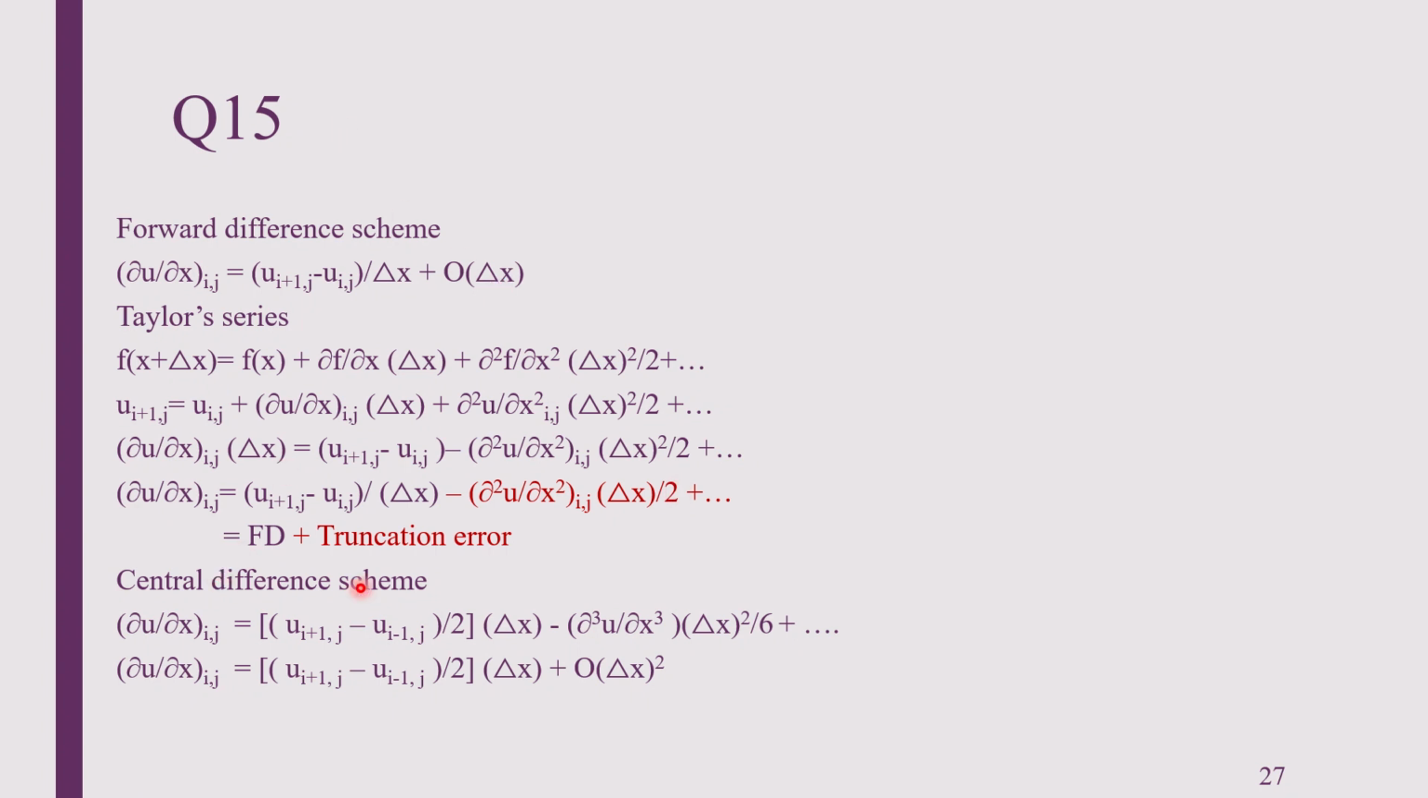Similarly, if we use the central difference scheme to get ∂u/∂x at (i, j), what we would have is u(i+1, j) minus u(i-1, j) divided by 2 delta x actually.